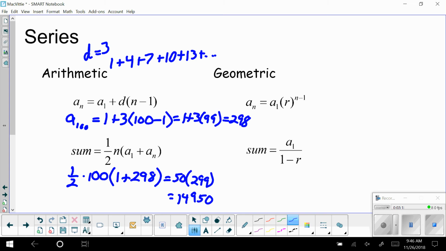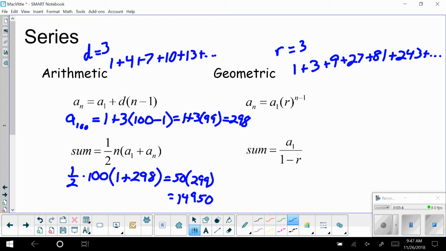For geometric, the difference here is I'm multiplying by the same thing. This would be a common ratio. So we use R for a common ratio. It's what we're multiplying by to get each term. If I said my common ratio was 3 and my first term was 1, then my second term would be 1 times 3, and 3 times 3, 9 times 3, 27 times 3, 81 times 3, and so on.